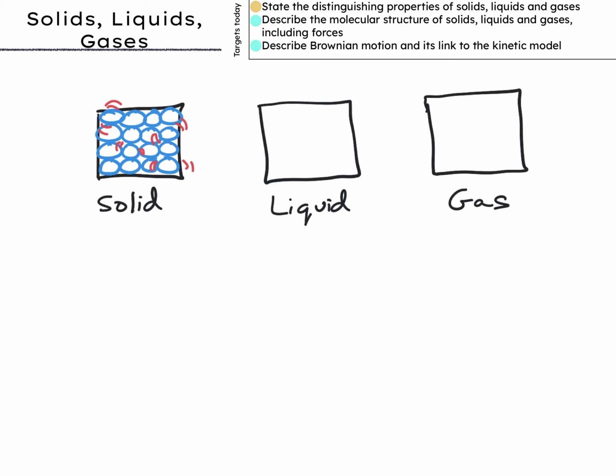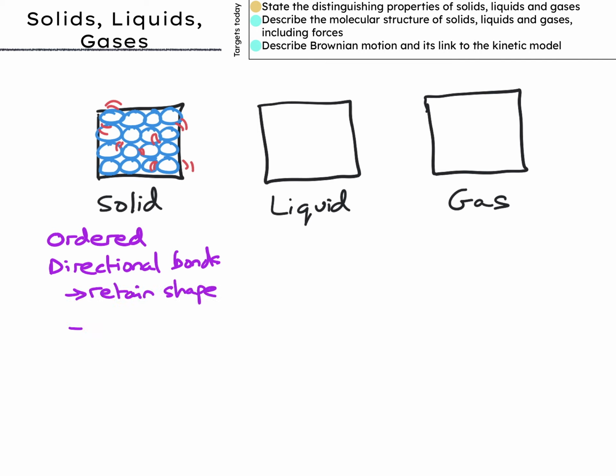From this, we can see the ordered structure with directional bonds, forces between the particles. This means that solids retain their shape and do not flow. It also means they cannot be compressed, since there are no gaps between the particles. So now you really should pause the video and have a go at the other two.